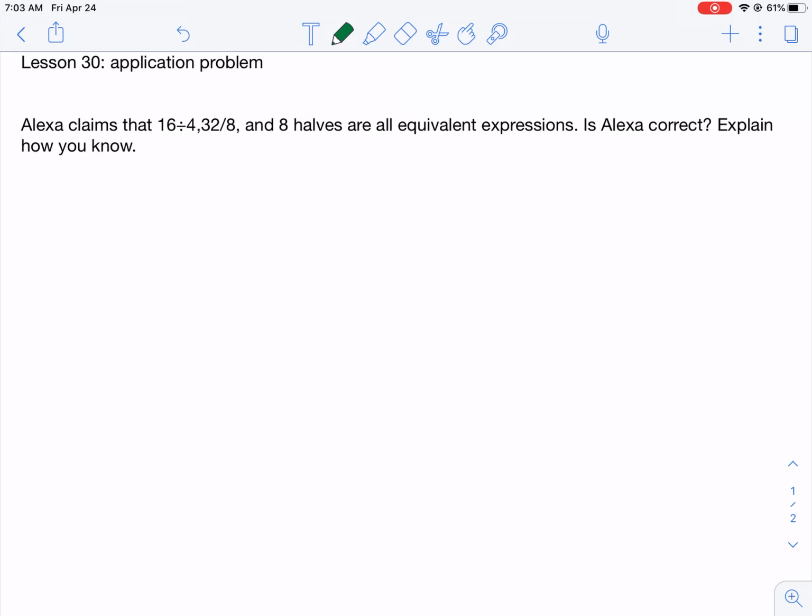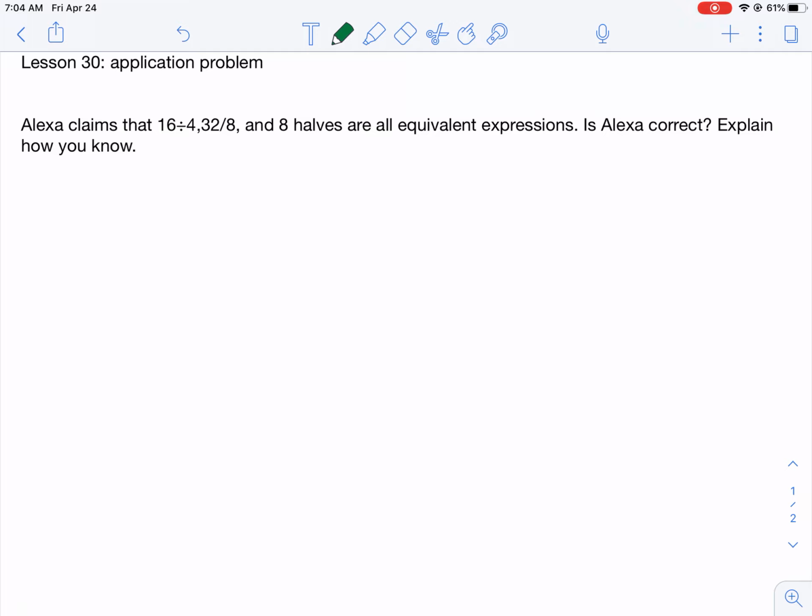Today is lesson 30, and this is our application problem. Here we go. Alexa claims that 16 divided by 4, 32 divided by 8, and 8 halves are all equivalent expressions. Is Alexa correct? Explain how you know.